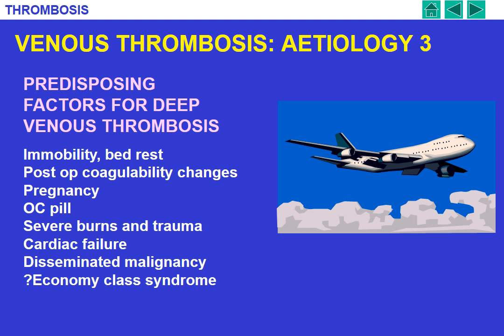And finally, the entity economy class syndrome. This is related to item number 1, immobility, and it has been proposed, as many of you will know, that prolonged immobility in cramped conditions, and perhaps with an element of dehydration during long-haul air flights, is responsible for promoting deep vein thrombosis. This is currently the subject of investigations.